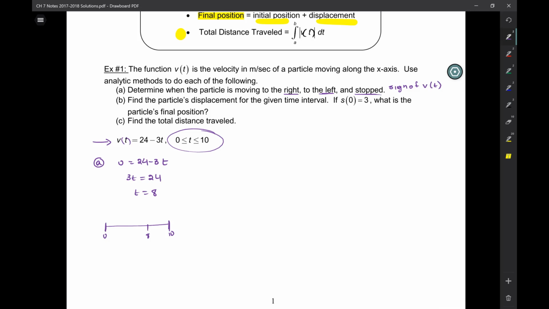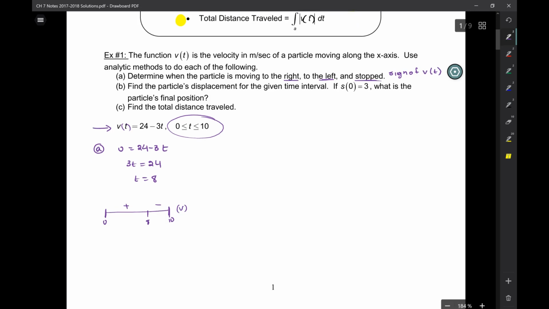Okay? Now, here we're going to do a sign chart. So below, from 0 to 8, let's say you pick 1. You plug it into v, 24 minus 3t. Do you get positive or negative? Positive, and here you get negative. So here you plug this into v. Okay? All right, so that means it's moving to the right from 0 to 8. It's moving to the left from 8 to 10.